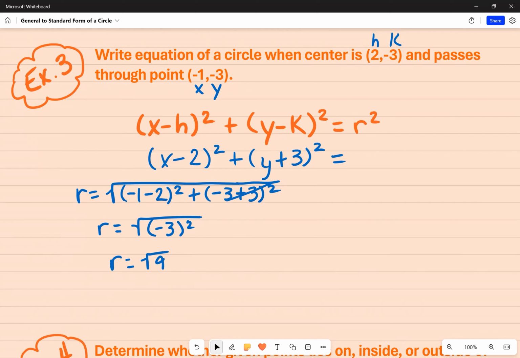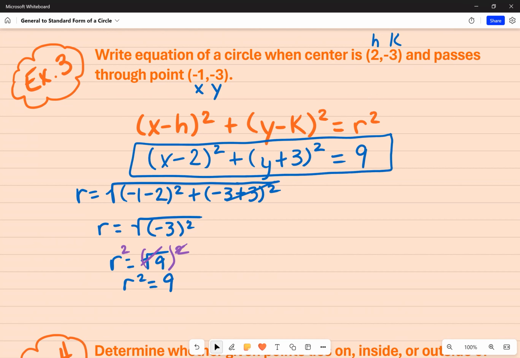However, that's my radius. I want the radius squared. So I'm going to square both sides, and that will get rid of that radical. My r squared is going to be 9, and that is what I'm putting in my equation of a circle. And when I'm writing my equation of a circle, it's automatically going to be in standard form.